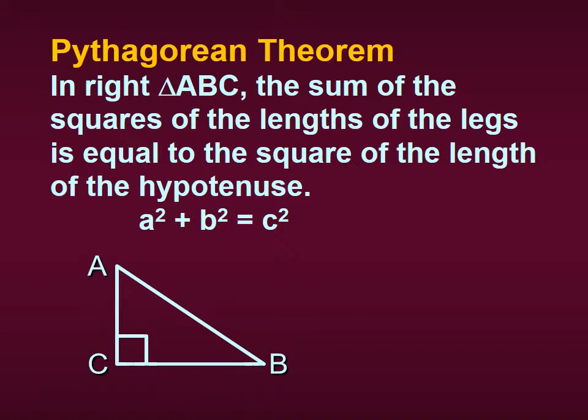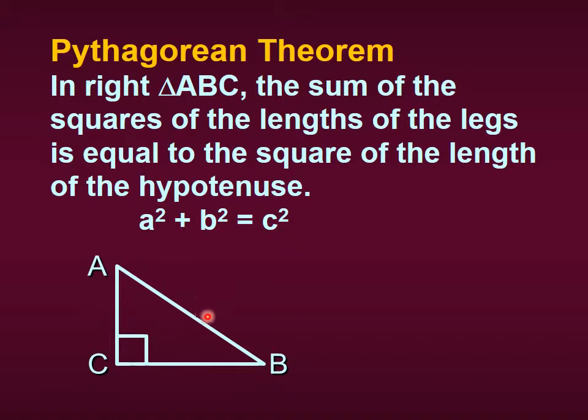squared. In a right triangle, and only in right triangles, the sum of the squares of the lengths of the legs, so if you're looking at a right triangle, this is a length here, and this is a length here, and if you add the squares of those lengths together, you would get the square of the hypotenuse. Remember, the hypotenuse is always the side across from the right angle. So a squared plus b squared equals c squared.